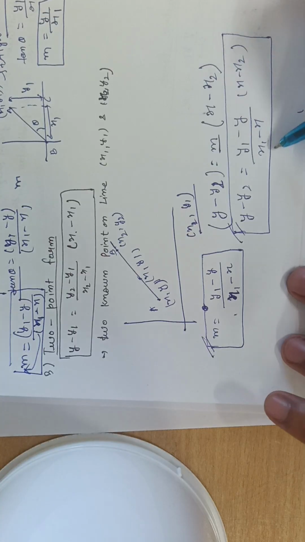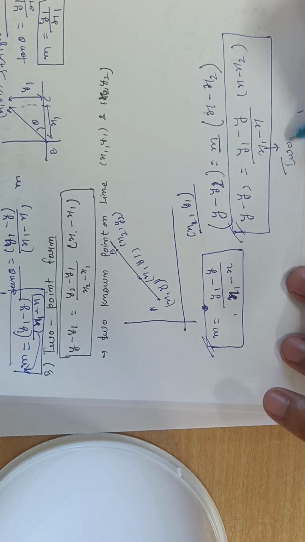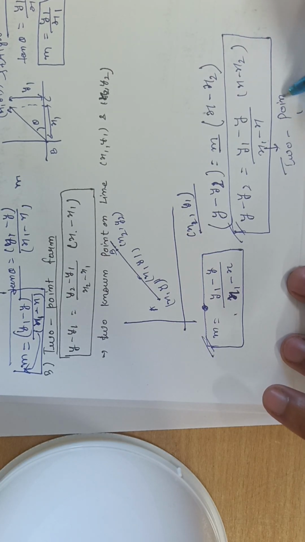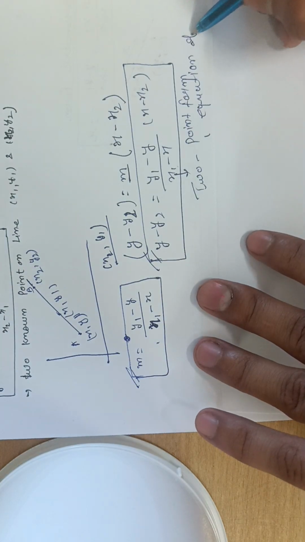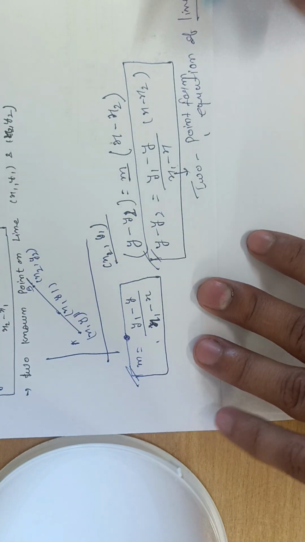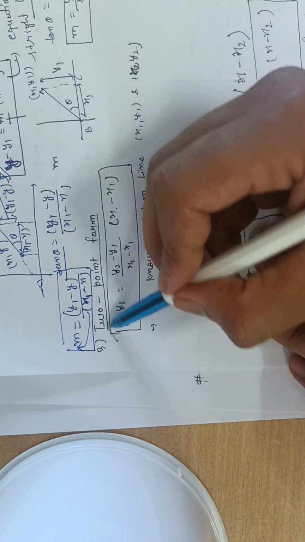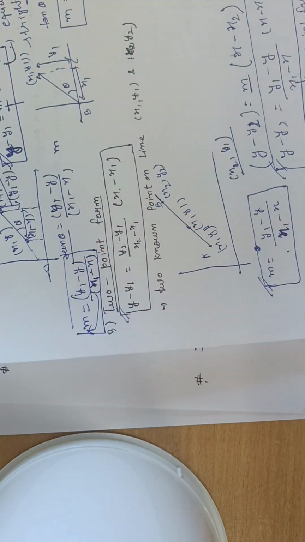This is called the 2-point form equation of line. I have already written it like this.